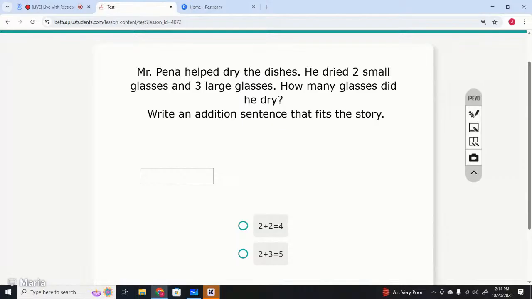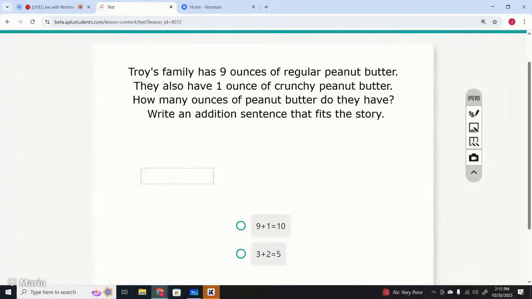Mr. Penna helped dry the dishes. He dried two small glasses and three large glasses. How many glasses did he dry? So, which is the correct option? Option number 2 is the correct option. That is 2 plus 3 equals 5.